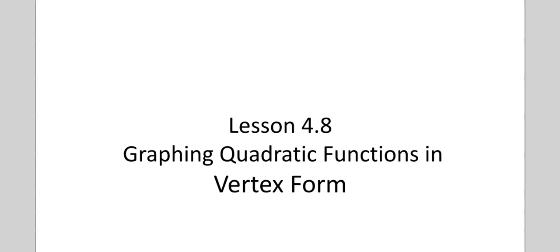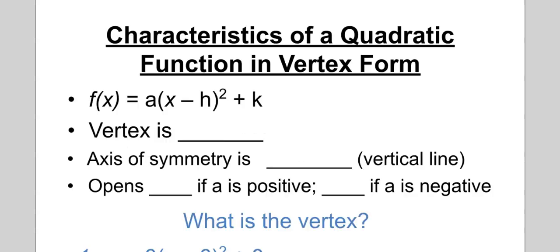All right, lesson 4.8, graphing quadratic functions in vertex form. Here's vertex form right here, and the vertex is going to be (h, k). Whatever h is here, it's always minus. So if we had something like plus, then we would have to turn it into minus form, and it would be a negative answer.